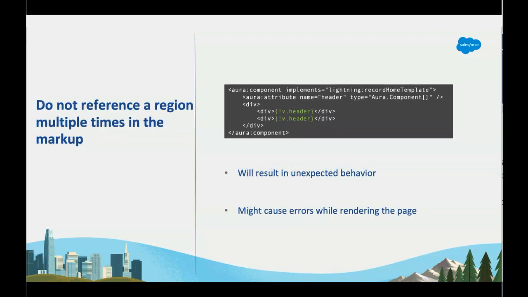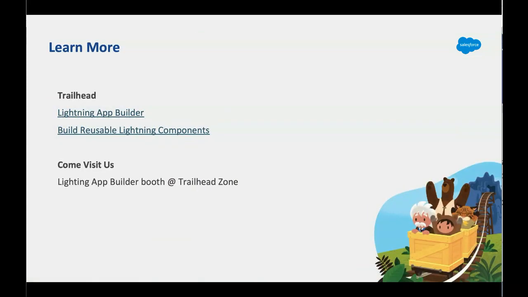Next, do not reference a region multiple times in the markup. Again, in the code snippet, I have the region header, and I'm trying to reference it twice. What happens here is the same set of components are being rendered multiple times, and this results in unexpected behaviors and causes errors while rendering the page. So again, something you should avoid doing.